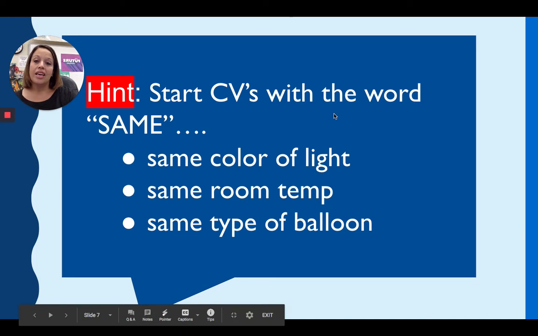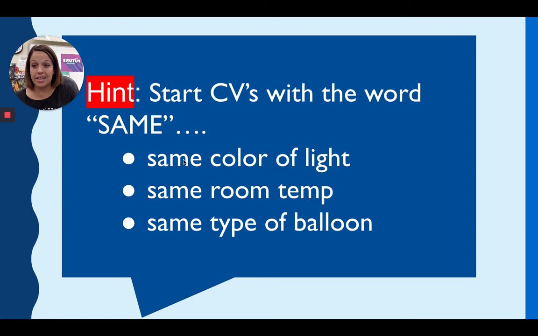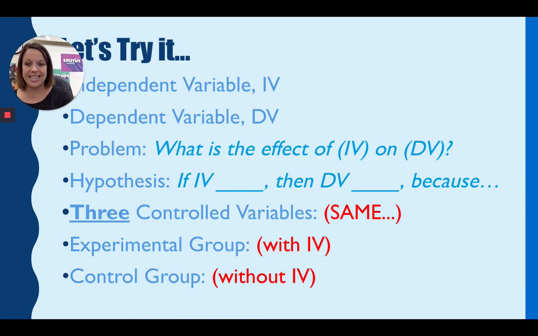So here is an example of some controlled variables, and the great thing is when you're going to write this in a worksheet or in a lab, you just put the word same, okay? So if I'm testing something specific, I want to keep every other factor the same so that I only have one independent variable. So my controlled variables could be things like the same color of light, the same room temperature, the same type of balloon. Depending on what experiment I'm doing, I think of what factors might change my outcome, and I keep all of those the same except the one independent variable that I want to change, okay?